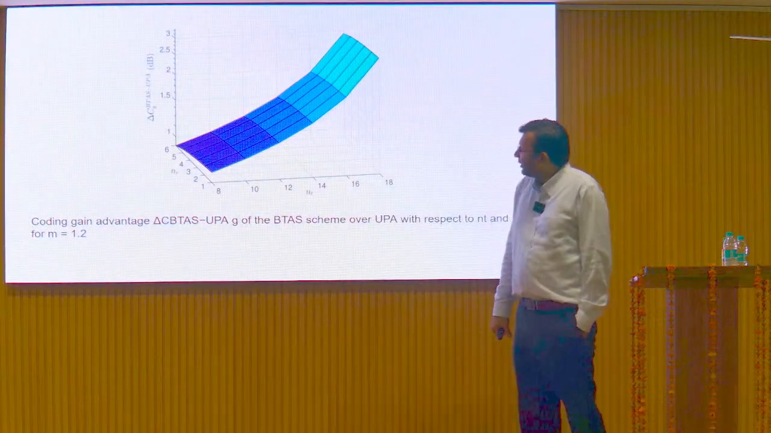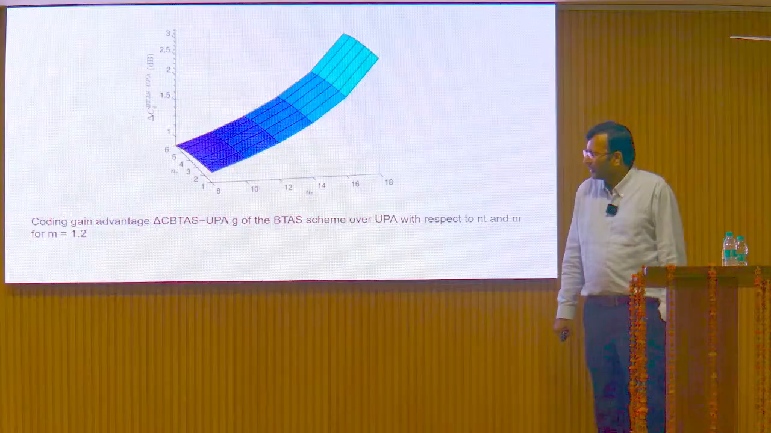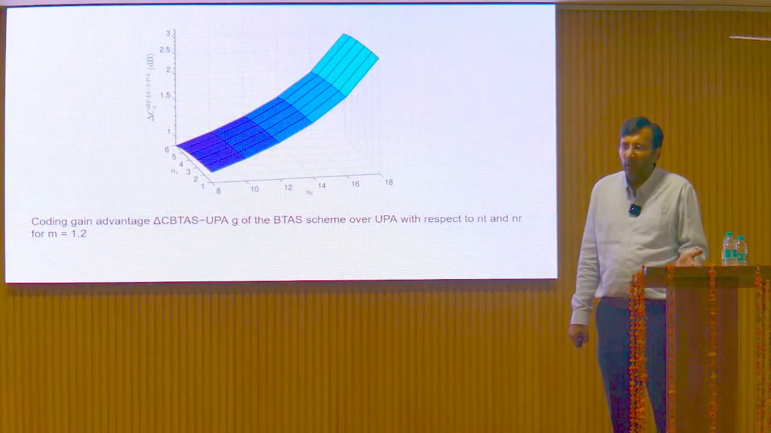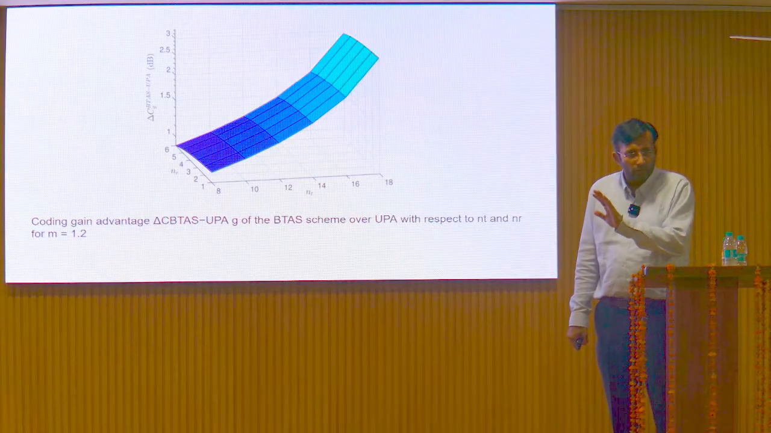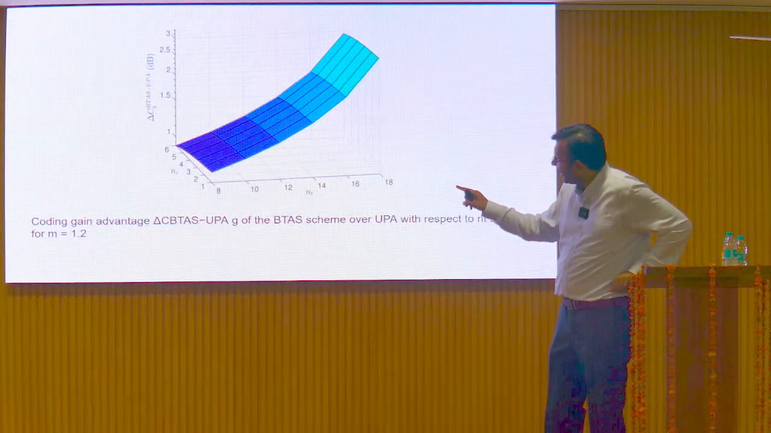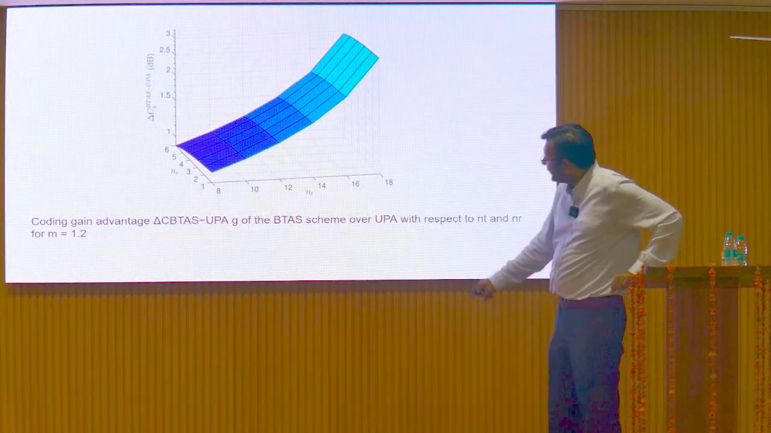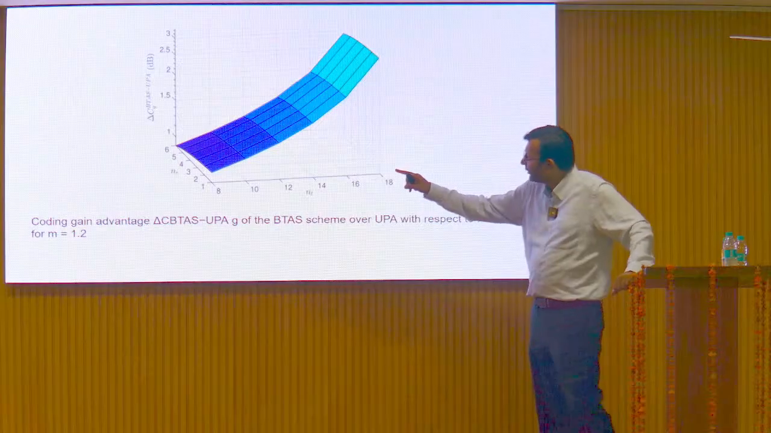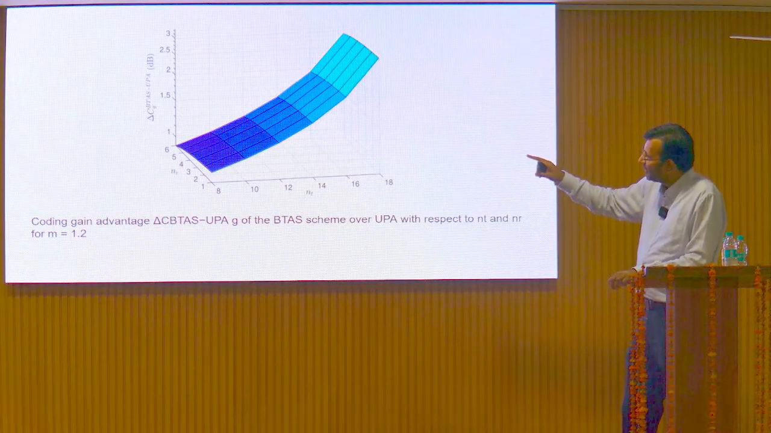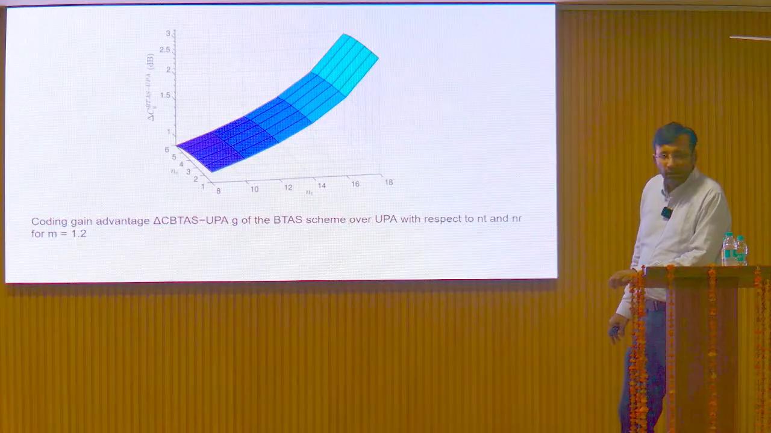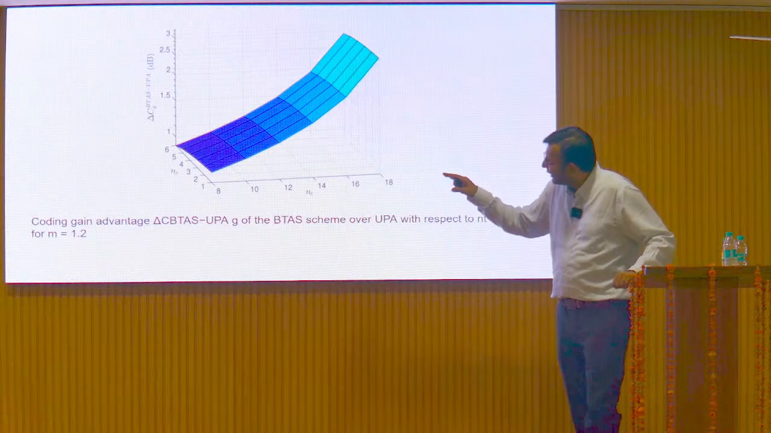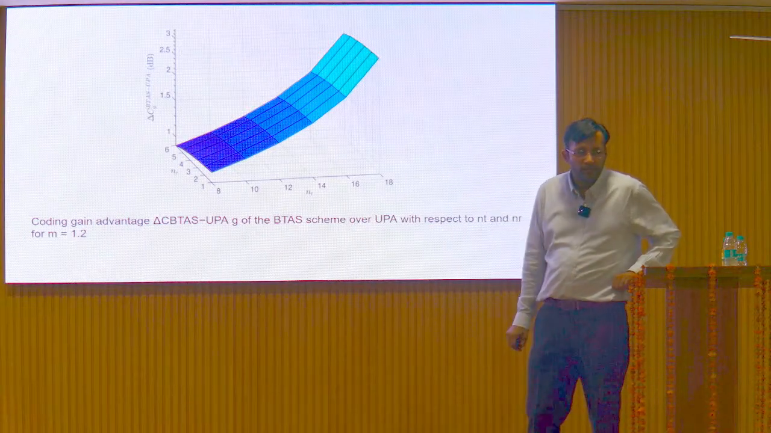Then we compare the coding gain between this BTS, best transmitter selection for perfect feedback, and equal power allocation, uniform power allocation UPA, with respect to NR and NT. As we increase the value of NT, we can observe here we achieve a higher relative coding gain. However, as we increase NR, it relatively decreases.